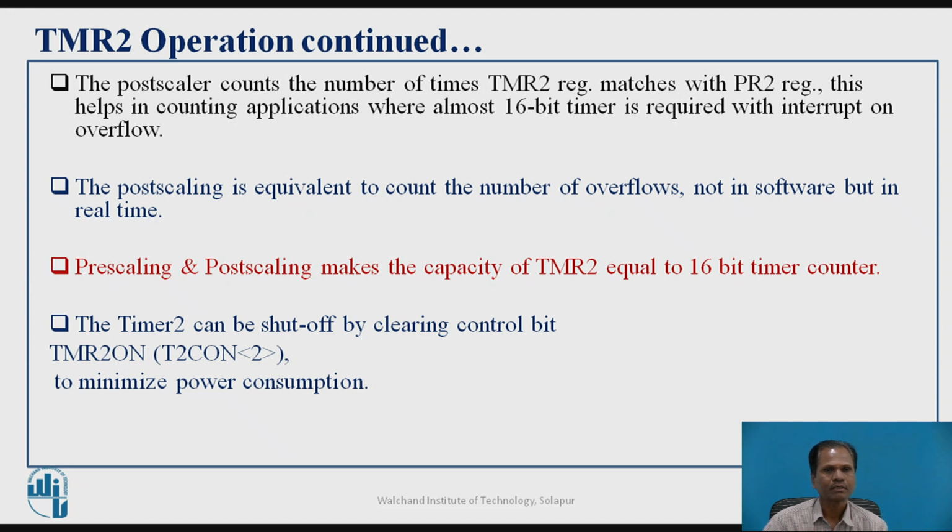So in this way, with the use of input clock frequency prescaling and output postscaling from timer 2, the capacity of timer 2 becomes equal to a 16-bit timer counter. Timer 2 can be shut off, turned off, by clearing the control bit TMR2ON in timer 2 control register, that is T2CON, at bit position 2, to minimize the power consumption in a PIC microcontroller.